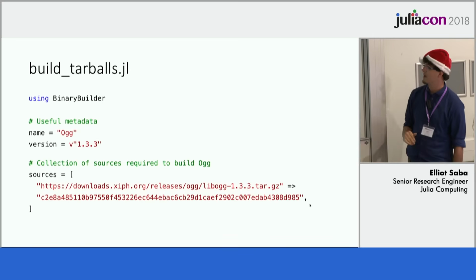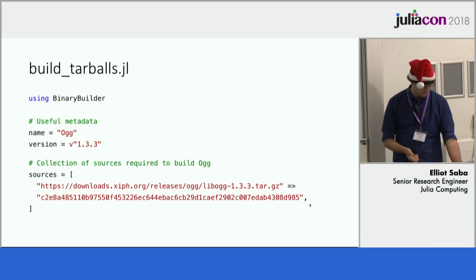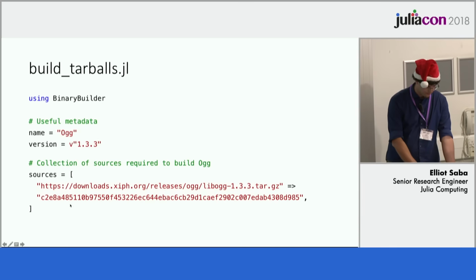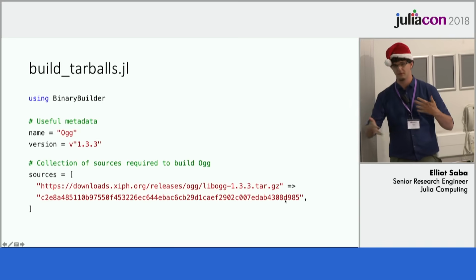You start out by saying, OK, I'm using BinaryBuilder. I'm building something called OGG. Here's its version. Here are the sources. The source is like a URL that then gets mapped to a hash because we want to be confident of what we're building.